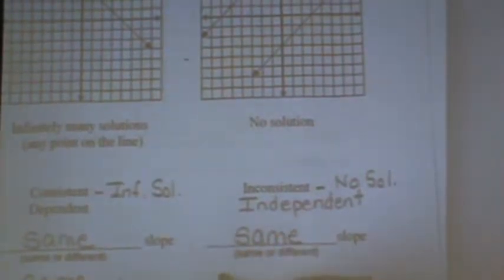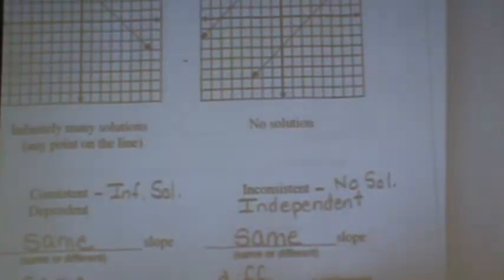Now for this one, what's going on with the slope? It's the same slope. But what's their y-intercept? Different. They're starting in different spots. Okay?